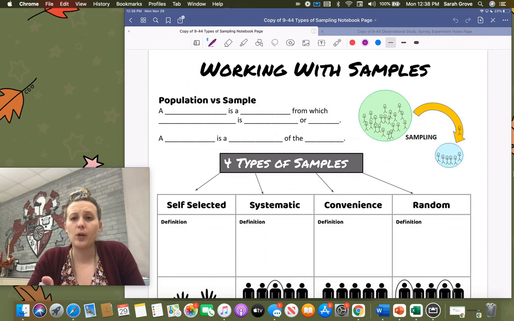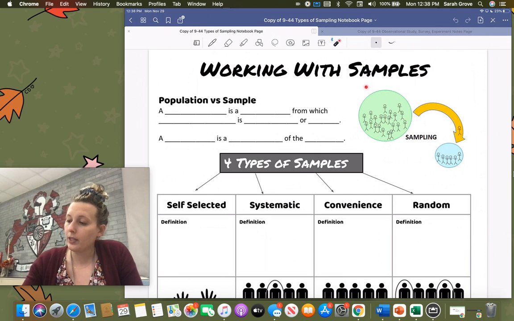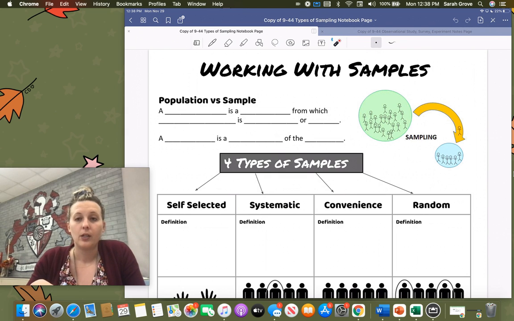So if you truly want to be mathematically valid with your results, here's the 4 ways that we might set things up. So first of all, let's just talk about what a population versus a sample is. So you kind of have a visual here. Your population is your larger body that you're wanting to describe with your data. So it may be the population of the United States. It could be the population of North Carolina. It could be the population of your high school. Whatever the larger body is that you're wanting to describe.